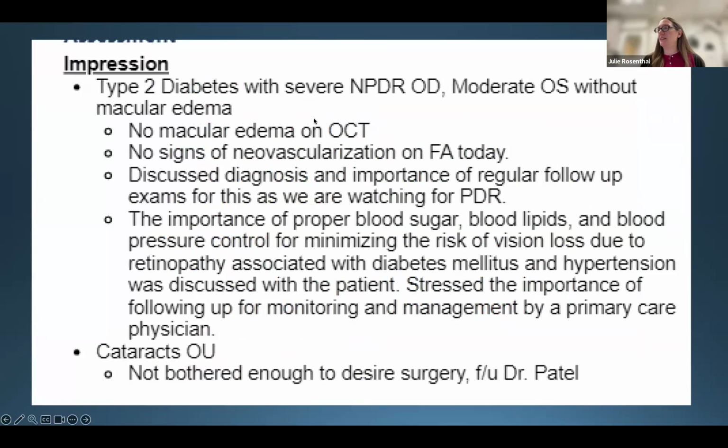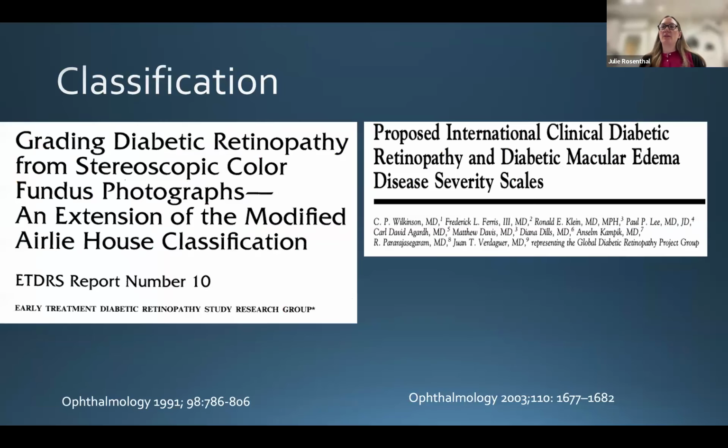Similarly, this patient has severe non-proliferative diabetic retinopathy. So this is a patient that you should be more concerned about. Make sure you're encouraging them to get their diabetic exams. But again, this is sort of the mainstay of how we classify, how we stratify risk in these patients.